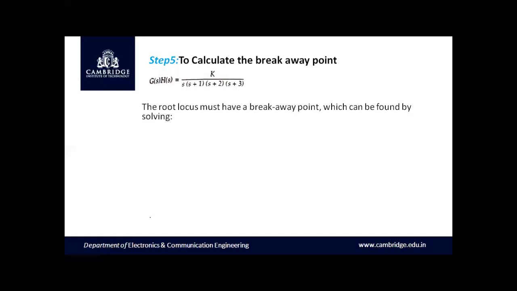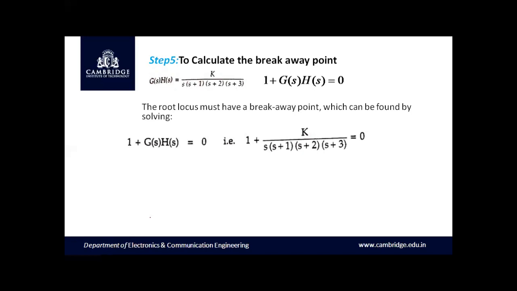For a given G(s), we first write the characteristic equation, which is given by 1 plus G(s)H(s) equal to 0. Hence, let me substitute for G(s)H(s) from the given question. Once after substitution, let us simplify this characteristic equation. After simplification, I get s to the power 4 plus 6s cube plus 11s square plus 6s plus k equal to 0.